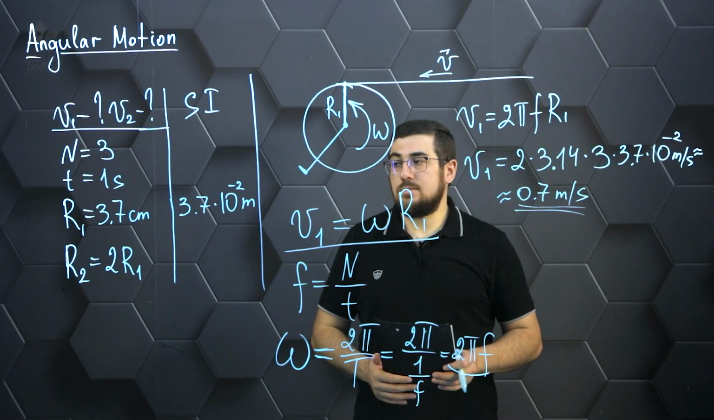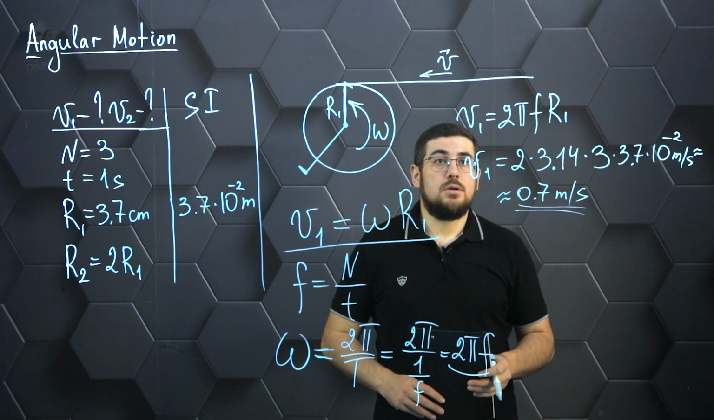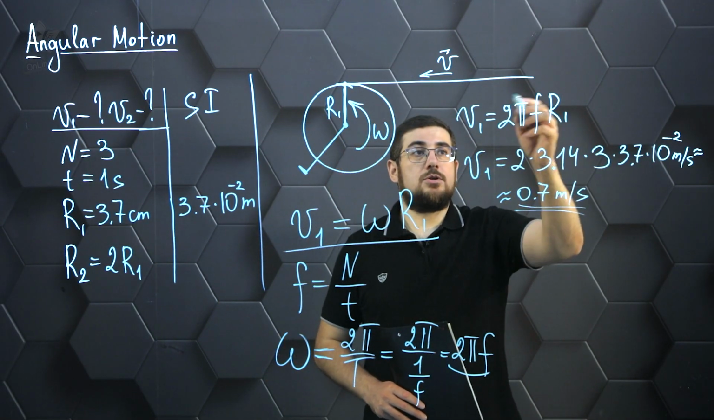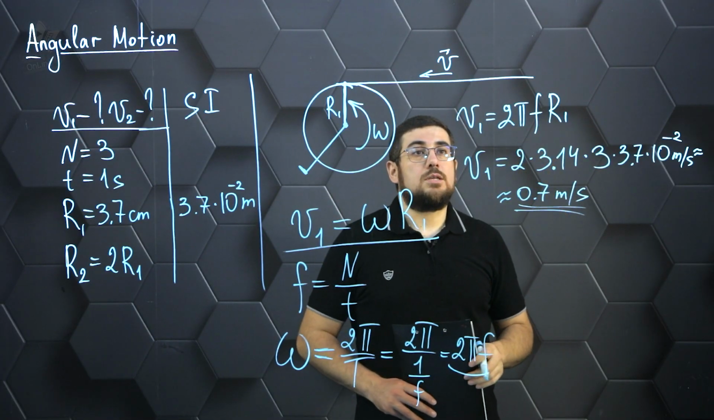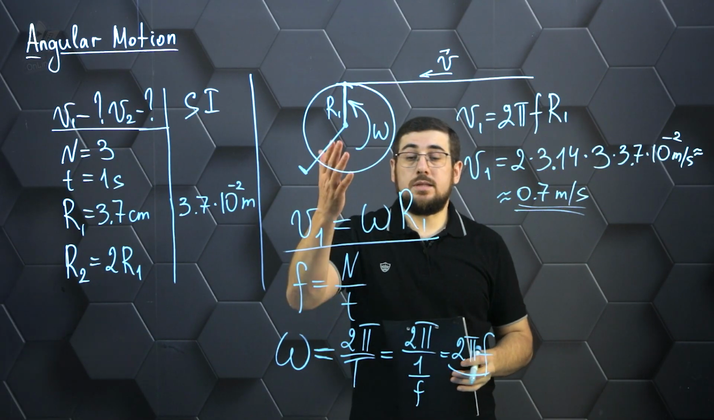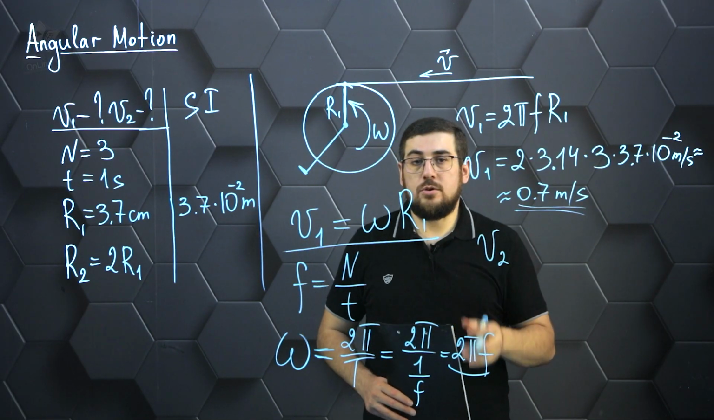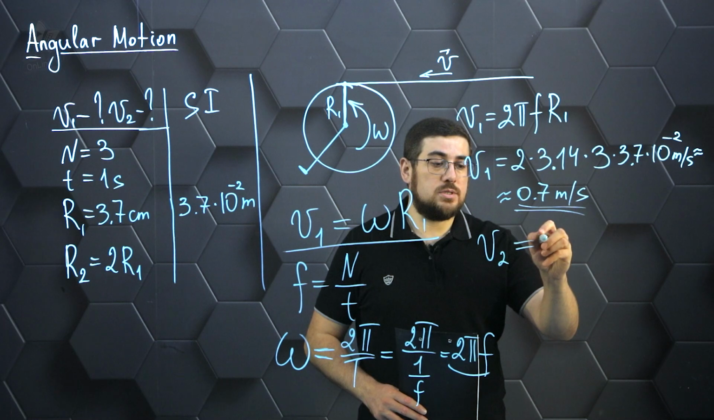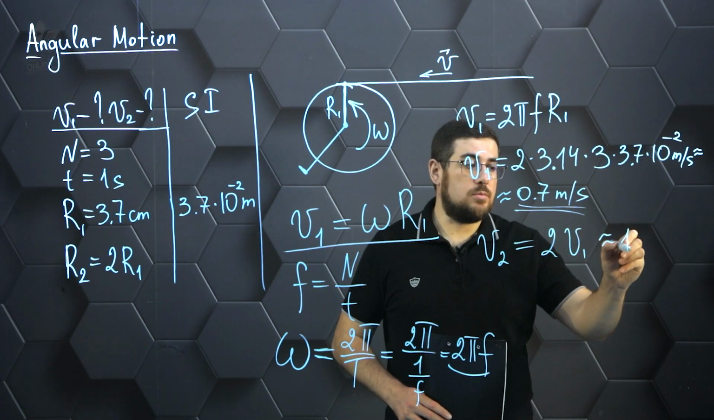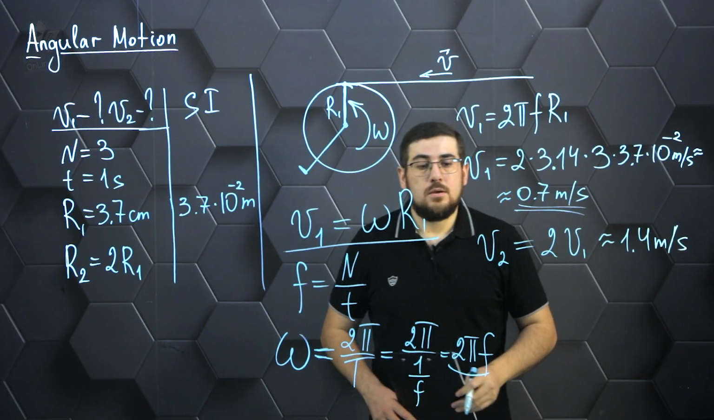And as for the second question, how the speed will change if the spool has twice the radius. If we look at the formula carefully, we can see that at the same frequency the speed is proportional to the radius of the circle, and therefore to the coil. Since the radius has doubled according to the problem, the speed will also double. So it's going to be about 1.4 meters per second.